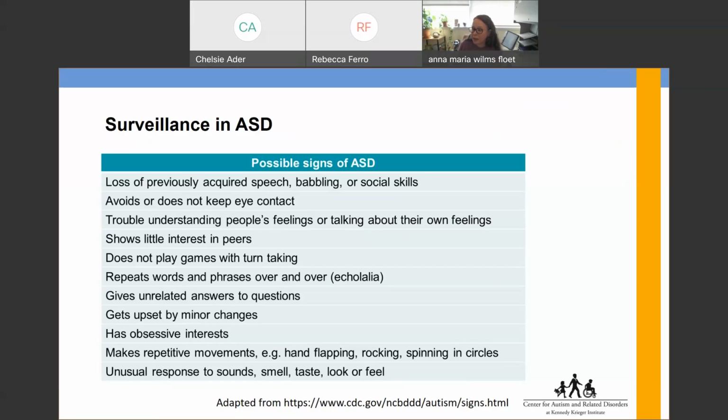So for example, a child who avoids or doesn't keep eye contact, that could be a sign of autism, but it could also be a sign of anxiety. So it is really important as we go through our differential diagnosis, we call it, that we think, how can what we see be explained? Because it's not always autism. As a matter of fact, if you look at the screening tools that we use, we actually over-identify autism if you were to use those. I'll delve into that in a minute.